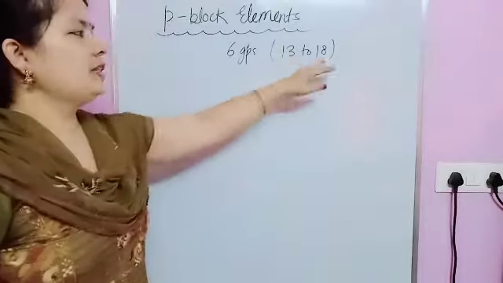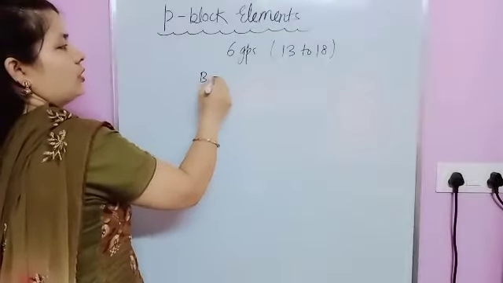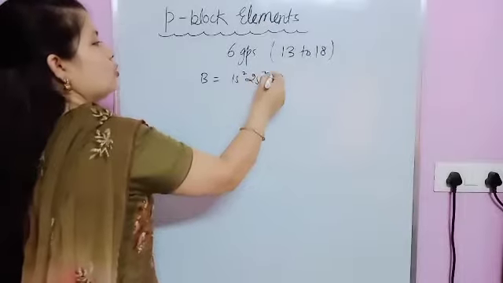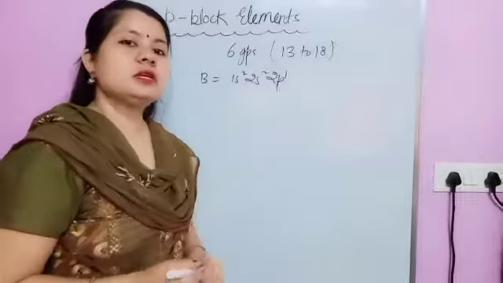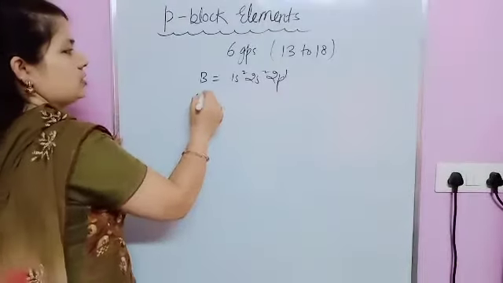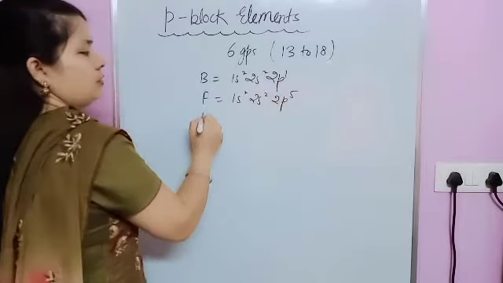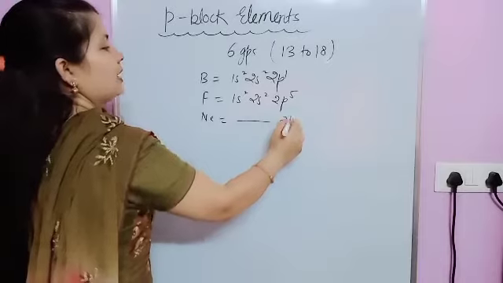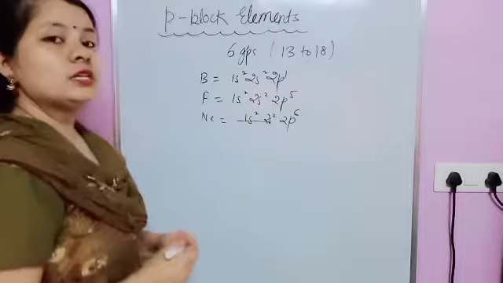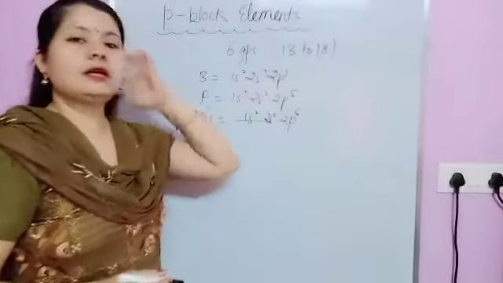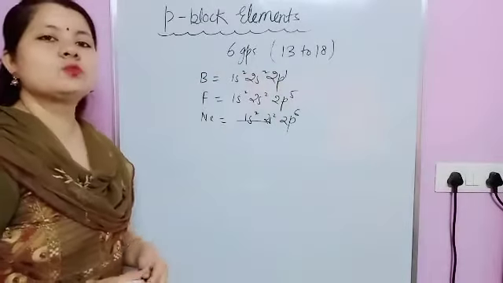Now just see, you know why these are P block elements, you can write their configuration. Simple, in case of boron, that is 5, 1s2, 2s2, 2p1. Now just see, last electron enters in P subshell. You can take example of fluorine also, 1s2, 2s2, 2p5. Another one is neon, 1s2, 2s2, 2p6. So in this, the last electron enters in P orbital, that's why these elements are known as P block elements.